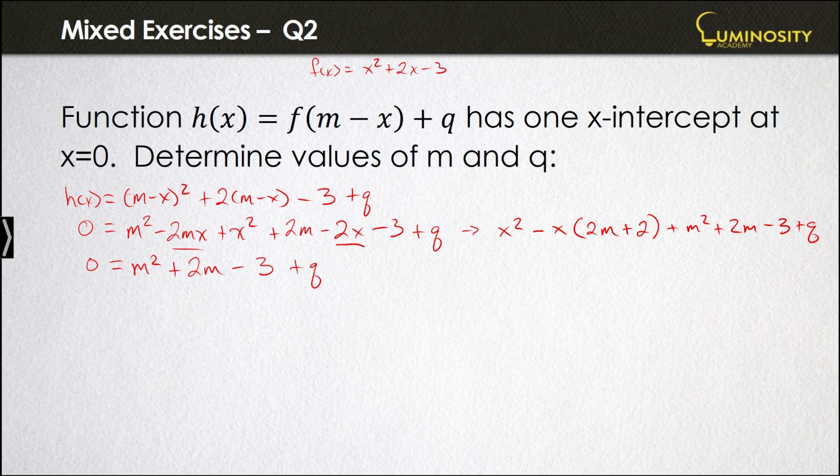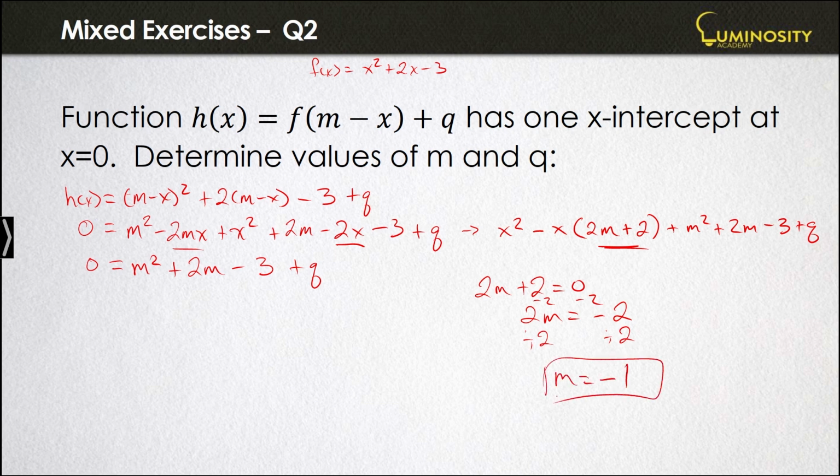In the meantime, we can take a look here. Because this has a minimum at 0, this means that it can't intersect the x-axis anywhere else. So this means that this part has to be equal to 0. So we have 2m plus 2 equal to 0. So 2m equals minus 2, because we subtract 2 from both sides. Now we divide by 2. We get m equals minus 1.